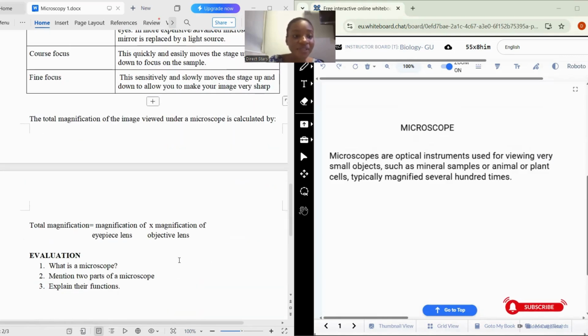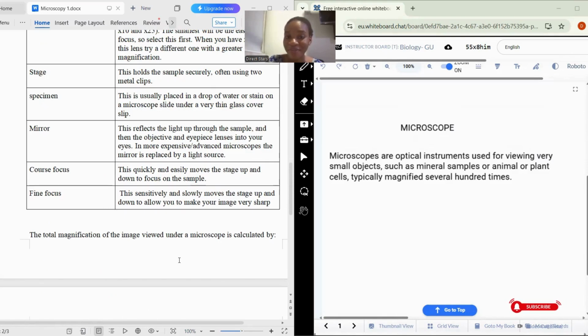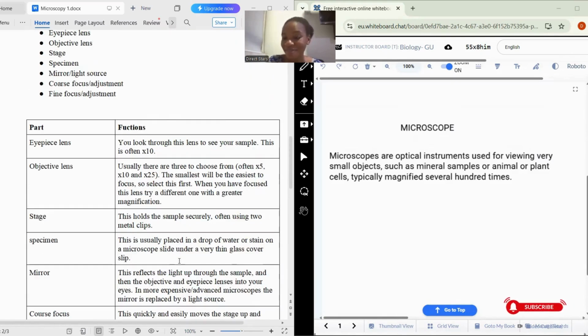Having said this, I'm sure you know what a microscope is right now. So let me ask you, what is a microscope? Good. A microscope is an optical instrument that is used for viewing very small objects, such as mineral samples or animal cells or plant cells or anything whatsoever that you want to view.